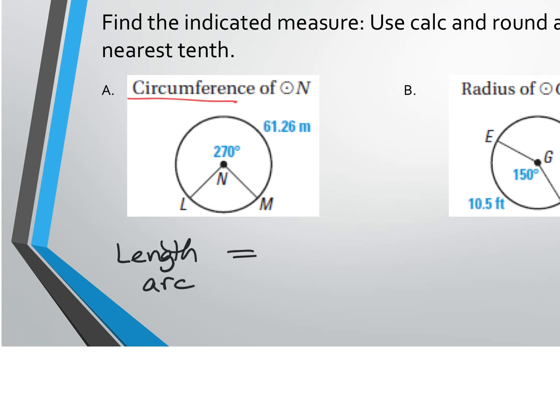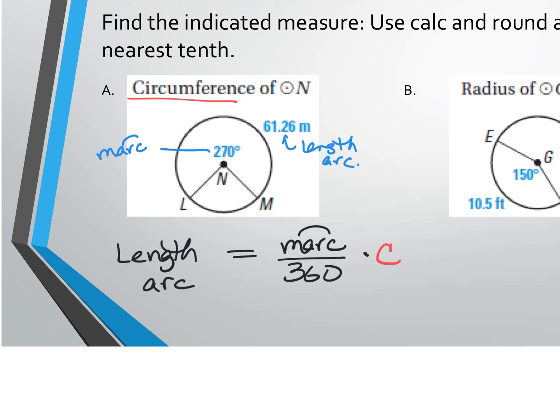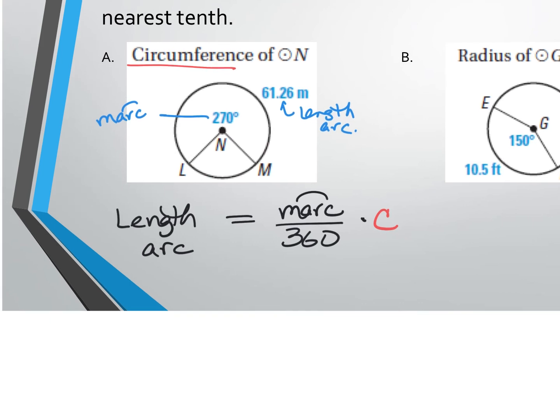is equal to measure of the arc divided by 360 and then times c. The 61.26, this is the length of the arc. This is the measure of the arc because it's the central angle and it also has the same measurement as the arc. So let's fill in our numbers. So we have 61.26 is equal to 270 over 360 times the circumference.